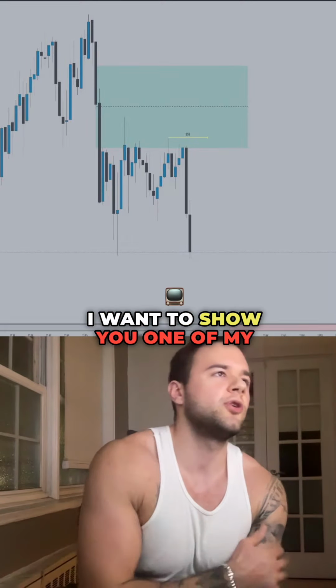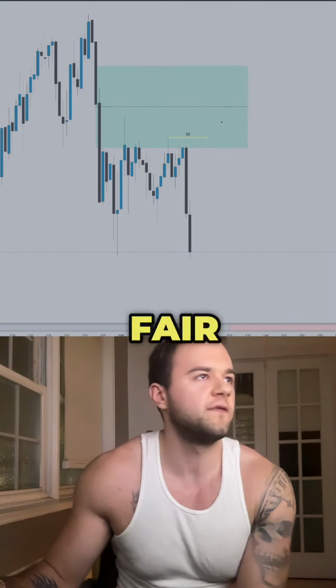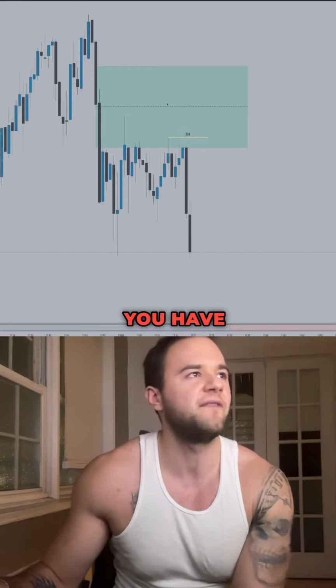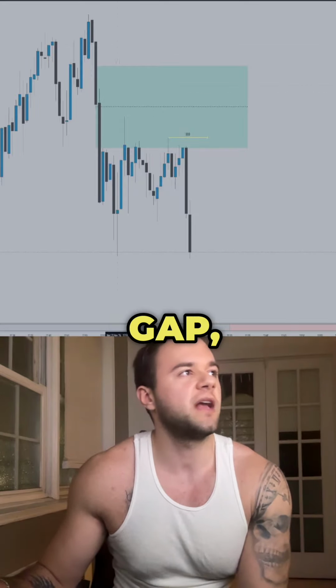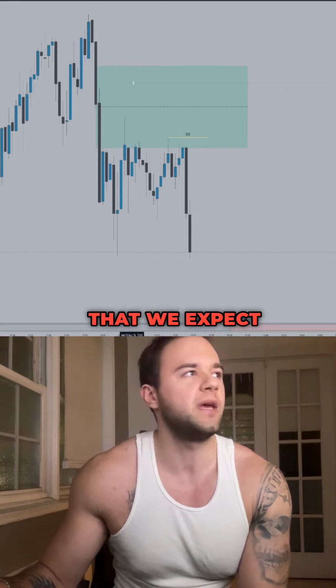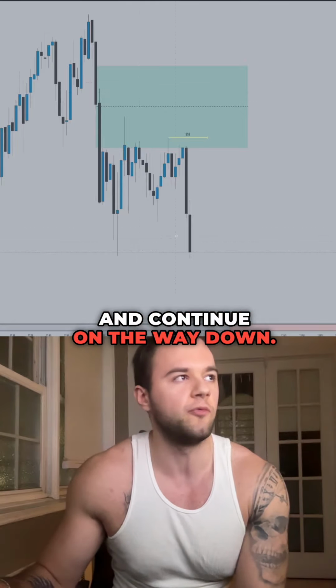Okay, guys, I want to show you one of my favorite setups. It's called the inversion fair value gap. You take this setup whenever you have a rejection fair value gap, as here we have a fair value gap that we expect to get rejected and continue on the way down.